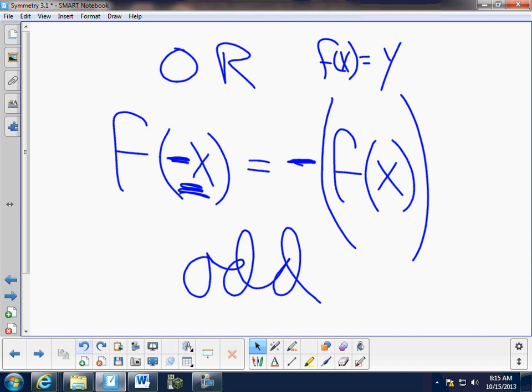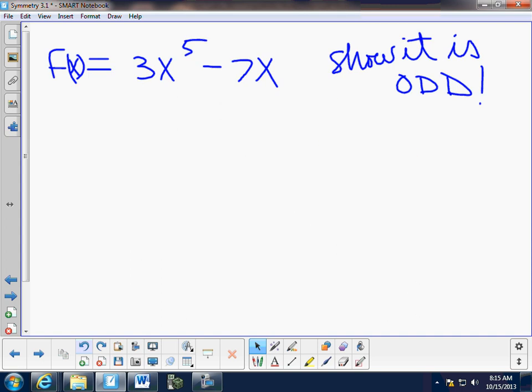So if I said, is something an odd function? That's what you want to show. Show that f of negative x and negative f of x are the same thing somehow. So, for example, let's try. Show that it's an odd function. I'll give you a 10-second head start here.